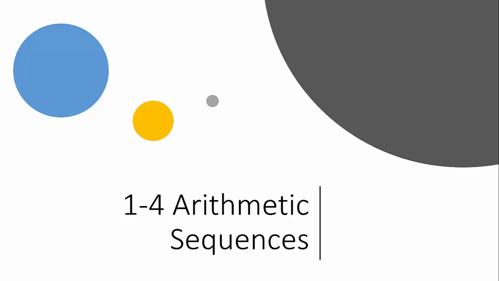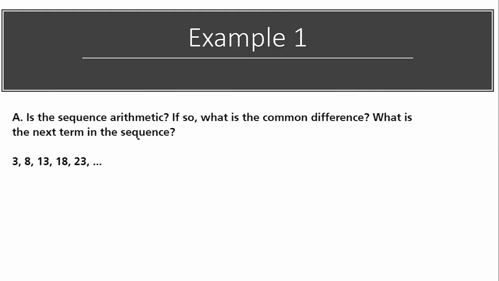1-4, arithmetic sequences. Arithmetic sequences are patterns that have a common difference between each number. And when I say common difference, that doesn't mean that the numbers have to decrease. They could add or subtract.